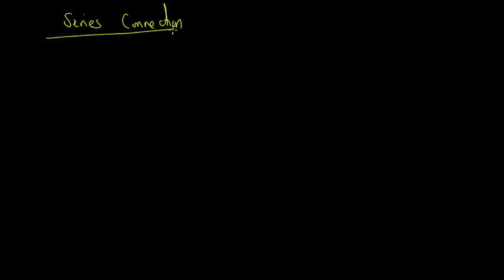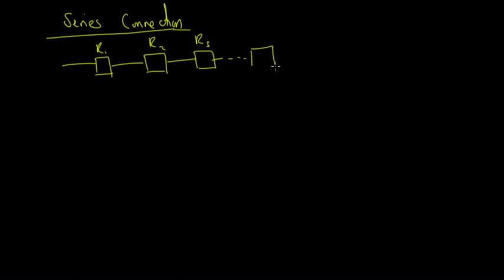In this case, series simply means one after another. So you can have resistor 1, resistor 2, resistor 3, then you have resistor N here. All these receive the same current, because they're in series. So the current for series elements is always the same.